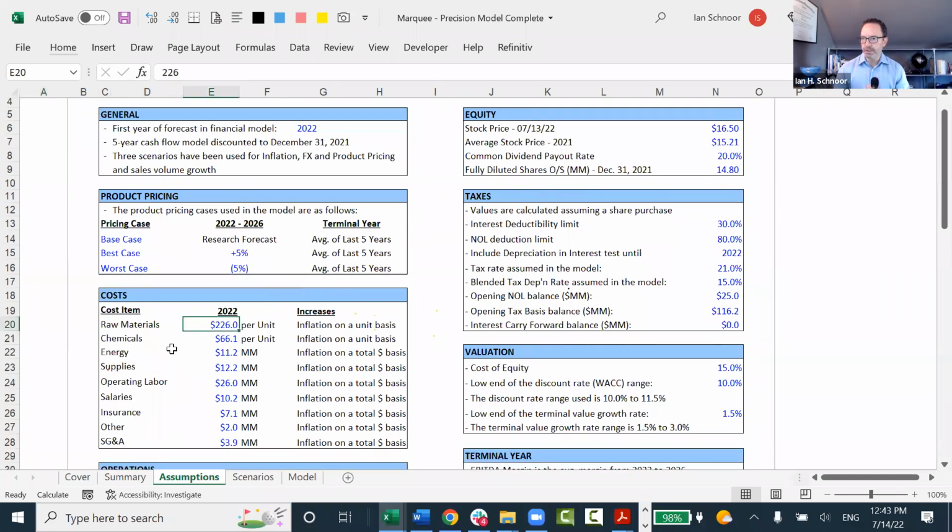Let me show you one last tip. During the course, we're going to talk about the fact that it's really important to keep the assumptions in a model up front. So you notice here in my model, I have an assumption page and all my assumptions are up front. Okay.